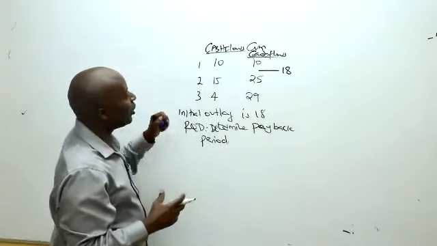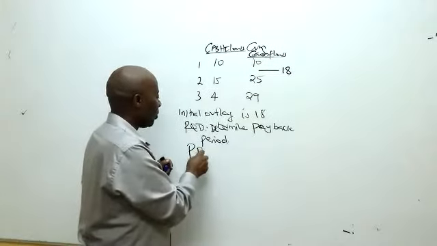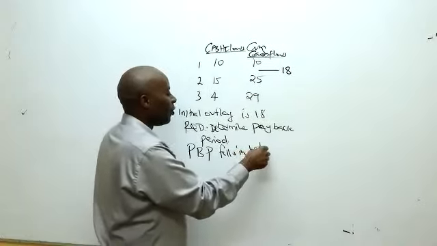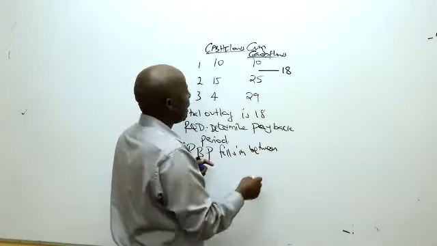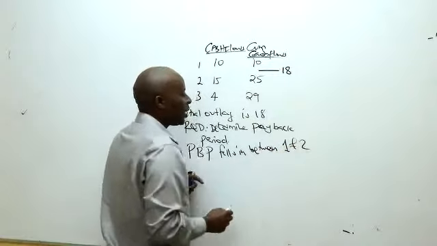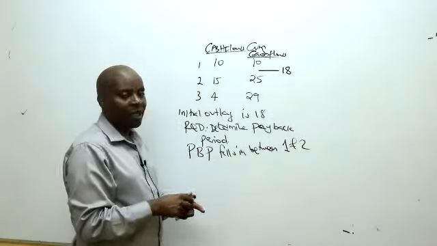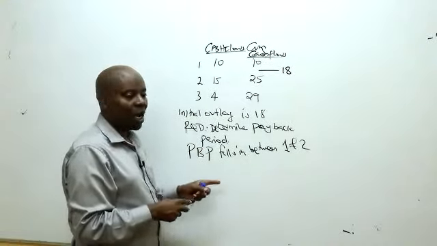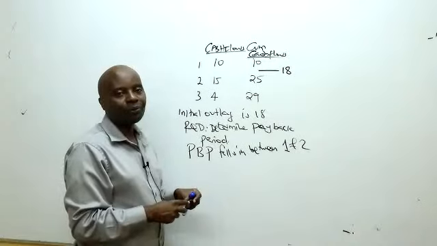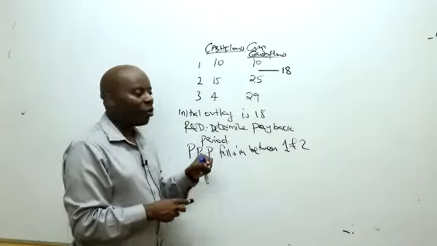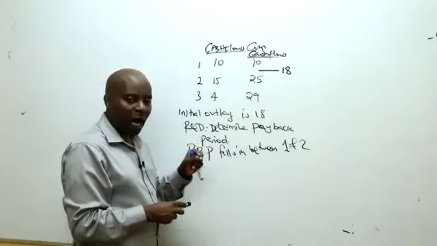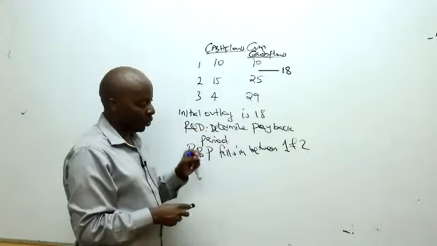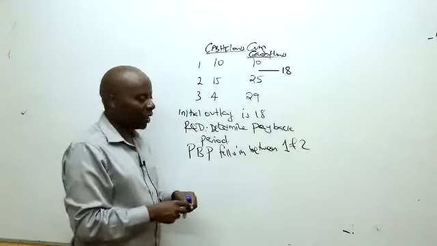Now, it means, ladies and gentlemen, that my payback period falls in between years 1 and year 2. But you see, the examiner would want you to ascertain the exact payback period. He doesn't want a range. So the exact payback period.